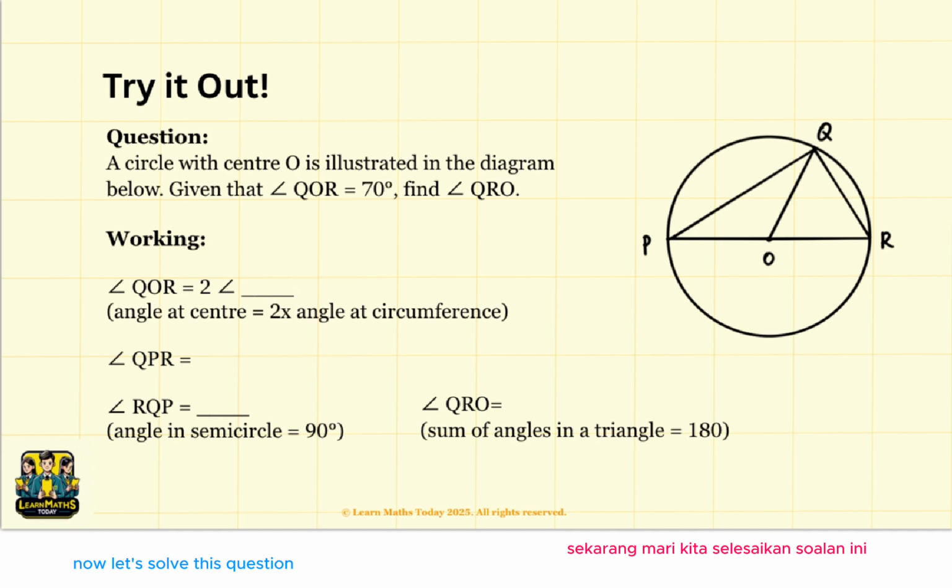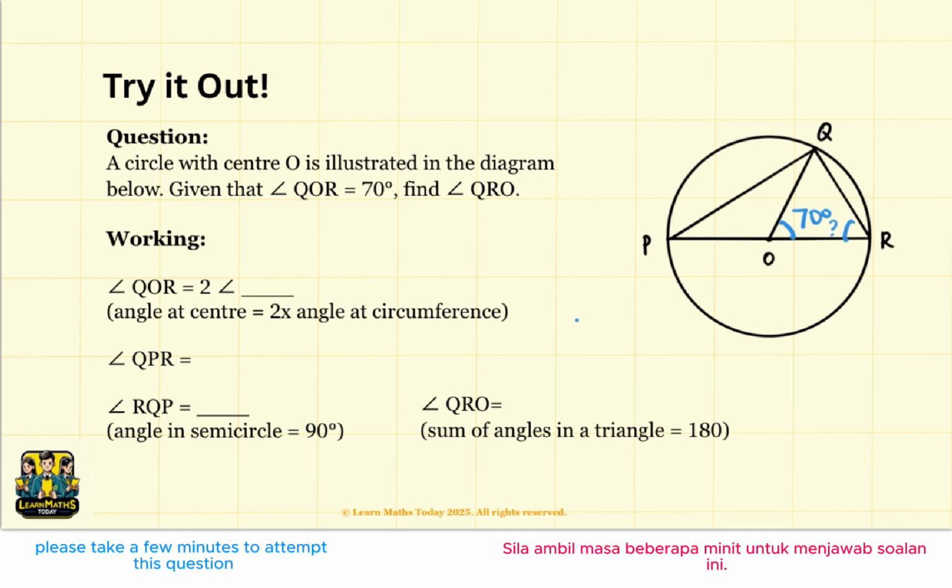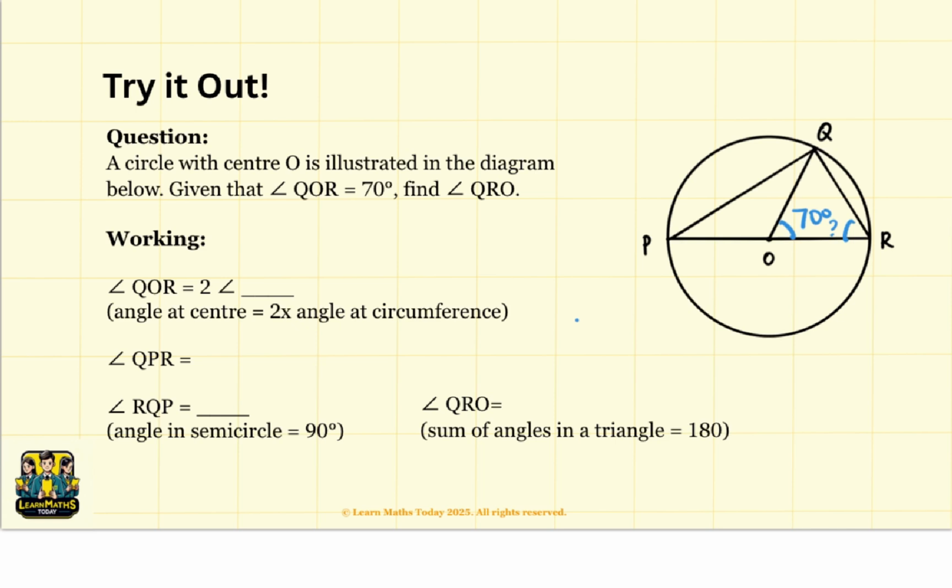Now let's solve this question. We're looking at the circle with center O, and the angle at the center, angle QOR, is 70 degrees. The question asks, what's angle QRO? Please take a few minutes to attempt this question. There are already a lot of hints provided in the slides. Please try to do it by yourself.